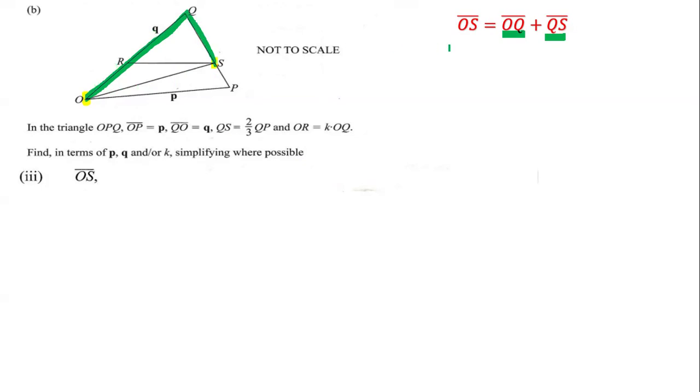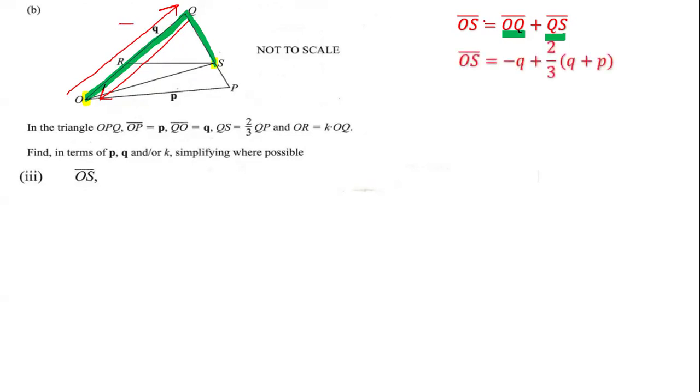But the question is, what is OQ? Well, if we're heading in this direction, QO is equal to Q. But we're not going from Q to O, we're going from O to Q. So we're going in the opposite direction. We're still going to have Q, but it's not going to be positive Q, it's going to be negative Q.